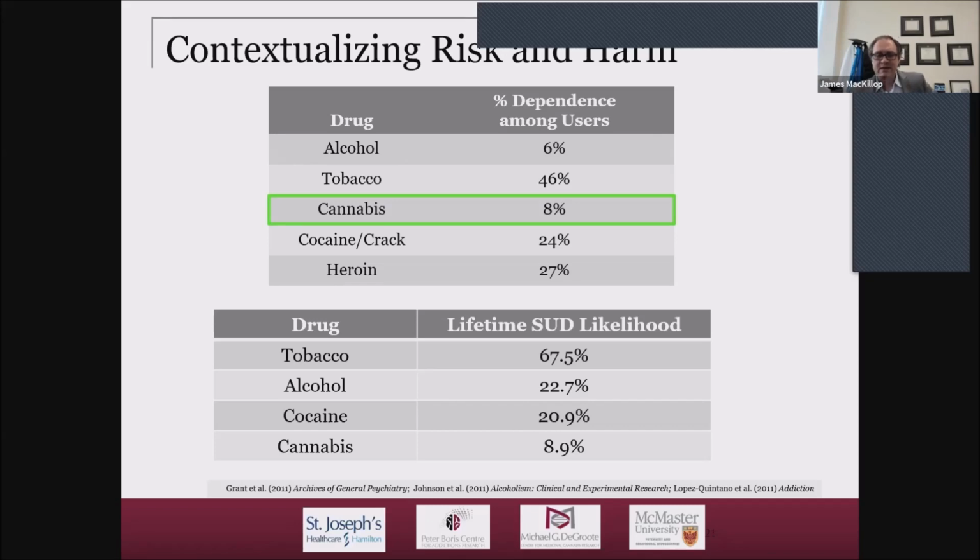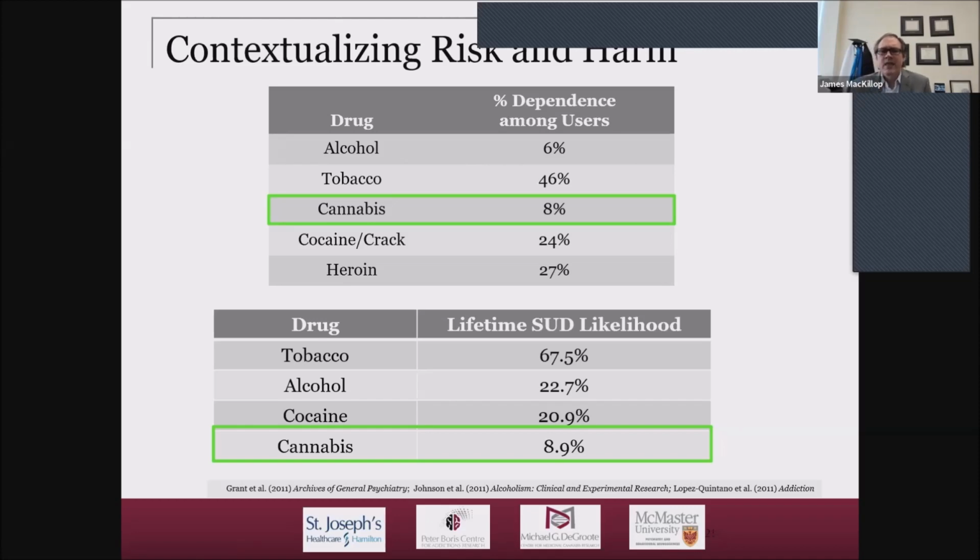And what we find, again, is that cannabis actually rates pretty mildly in this context. Tobacco has the highest likelihood of ever reaching the criteria for a substance use disorder. About 2/3 of ever smokers will at some point meet criteria for a tobacco use disorder. Alcohol and cocaine were both around 1 in 5 individuals at some point in their life meeting criteria for an alcohol or stimulant use disorder. For cannabis, it was relatively low. It was less than 1 in 10, around 9%.